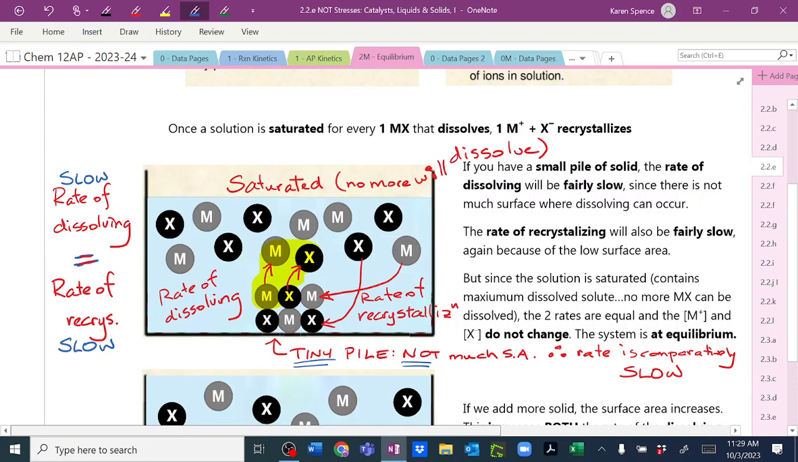If it's not saturated, the rate of dissolving will be greater than the rate of recrystallization as long as there is still solid present. It'll shift until it becomes saturated. If you run out of solid before it is saturated, you won't have an equilibrium, right? Because there won't be any solid to go back and forth with. So until a solution is saturated, you won't have an equilibrium. Once a solution is saturated, you will have an equilibrium.